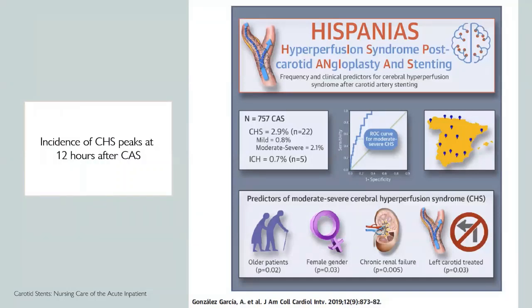So the incidence of cerebral hyperperfusion syndrome peaks at about 12 hours post-stent procedure. So we must be most vigilant, knowing this is the prime window for when we see signs of clinical deterioration. Our nursing assessments and monitoring of the patient is crucial during this time period. The infographic on the right demonstrates the work of Gonzalez, Garcia, et al., and their findings of the population most at risk for the cerebral hyperperfusion syndrome, which fits Carol to a T.